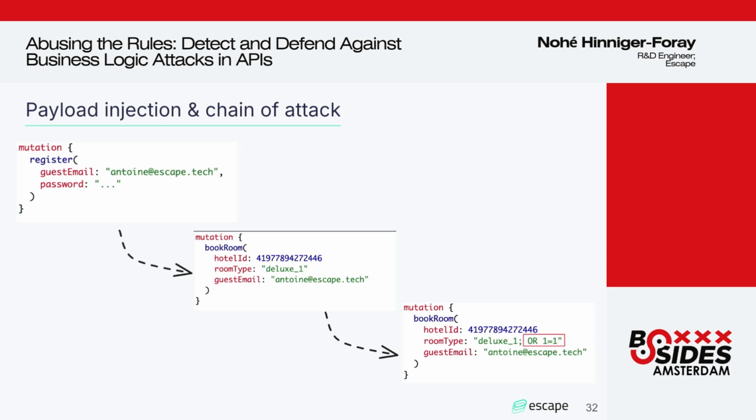Once we are able to do this, we basically just explore the API, map all the possibilities, prune the stuff that is not interesting, and then build chains of attacks. So basically here, a very simple chain. We register, then we take the email.